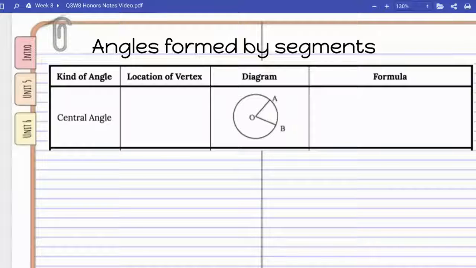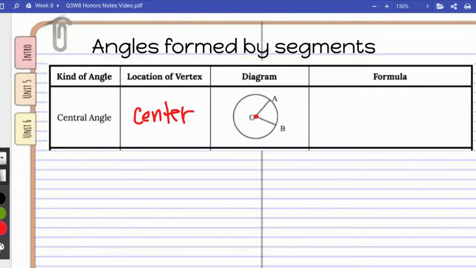Angles formed by special segments inside of circles. On all of these angle pairs, you want to look for the location of the vertex. So on this first picture, we have a central angle. The reason why I know it's a central angle is because the vertex is located at the center of the circle.